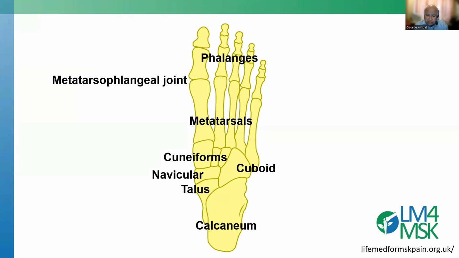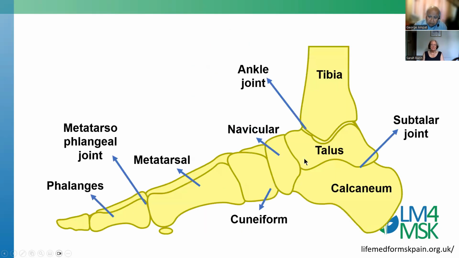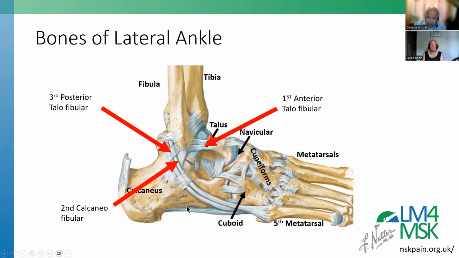So this is the bony structure of the foot seen in an AP view, or top down. Those are the phalanges where the toes are. That is a metatarsophalangeal joint. These are the metatarsals. Then you have the tarsal bones, which are the cuneiforms, the cuboid, the navicular, talus, and calcaneum. And if you look at it from the side, you have the tibia, the talus, the calcaneum, navicular, cuneiform, metatarsal, and the phalanges. I've only shown the lateral side, but there are three main ligaments here.